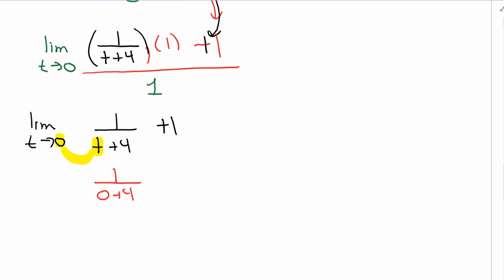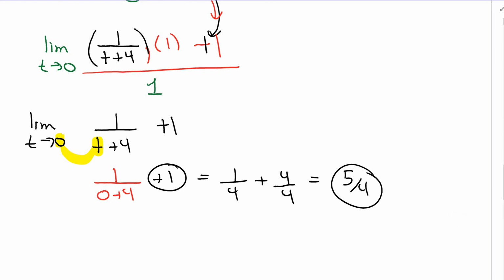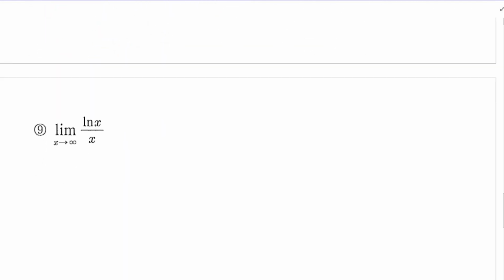So if I finish out the limit problem here, it would be 1 over 0 plus 4 plus 1, which is the same thing as 1 over 4 plus, well, 1 is the same thing as 4 over 4, so this would be just 5 over 4 is the final answer. Great. All right, one more problem to go, and then we're done the L'Hopital problems here.